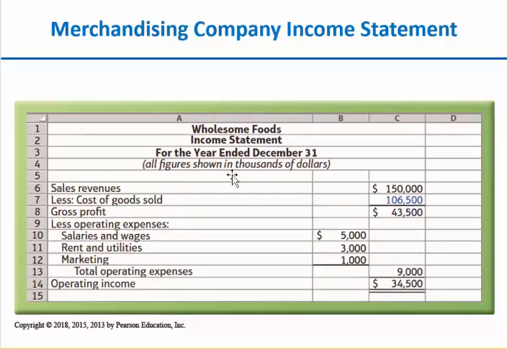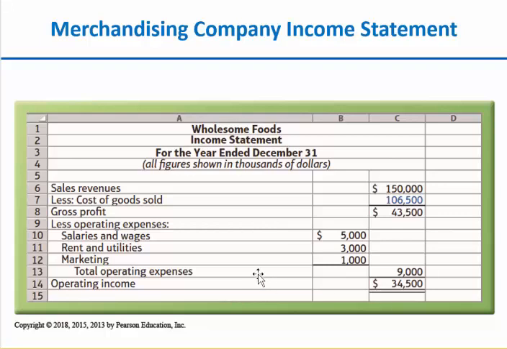Now let's look at merchandising companies. In this case, we have one merchandising company, and we have sales revenues, which is 150,000. Selling the products is pretty much the main business of this company, so there is a cost of goods sold. Sales revenues less cost of goods sold gives gross profit, which is 43,500. Then you also have operating expenses, and finally you come to the operating income.